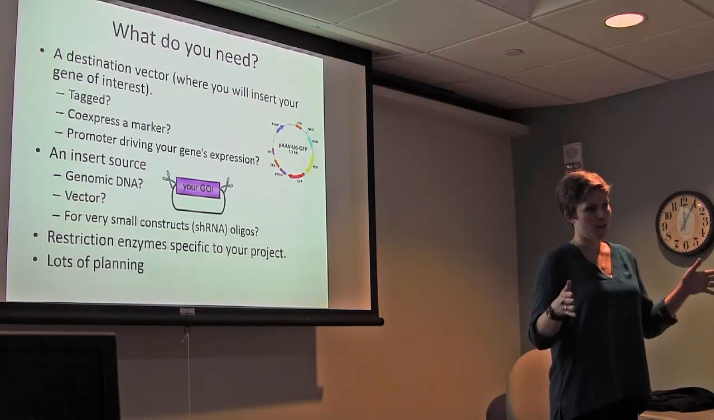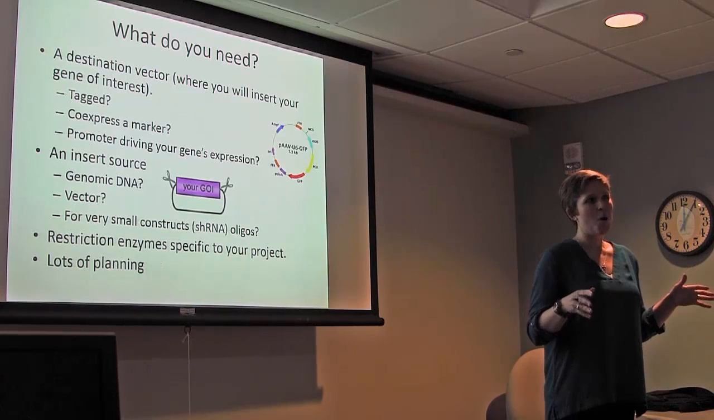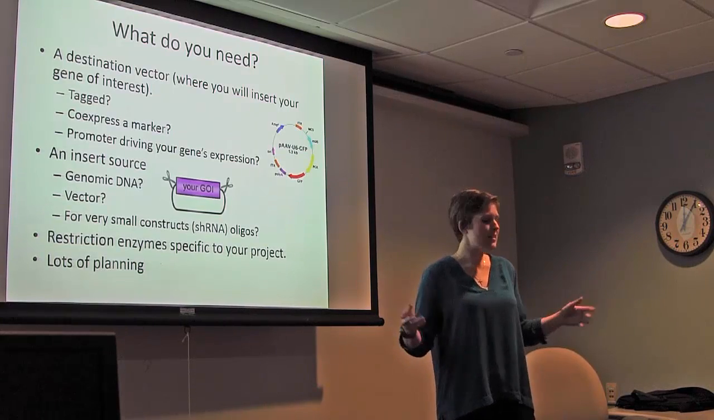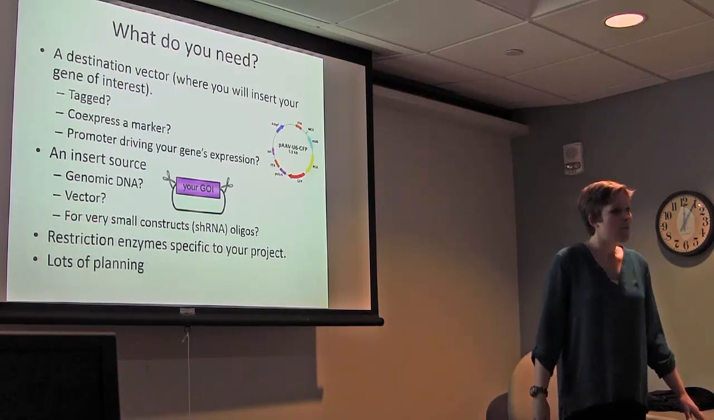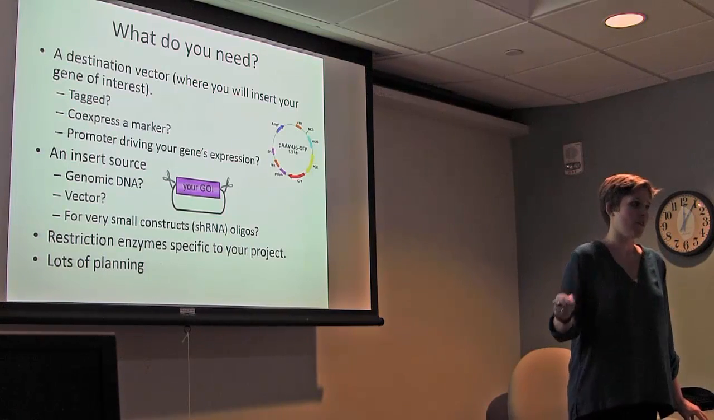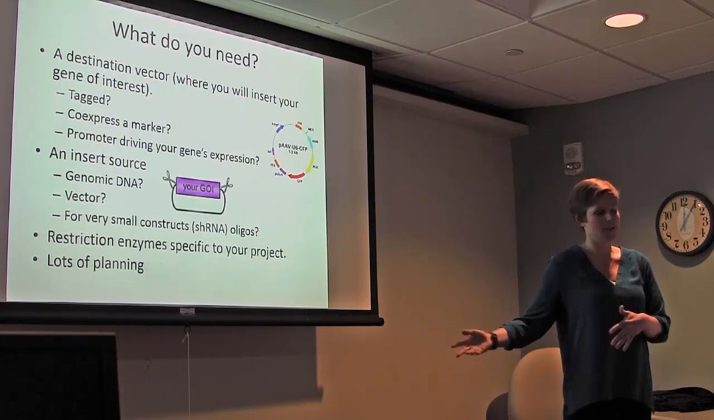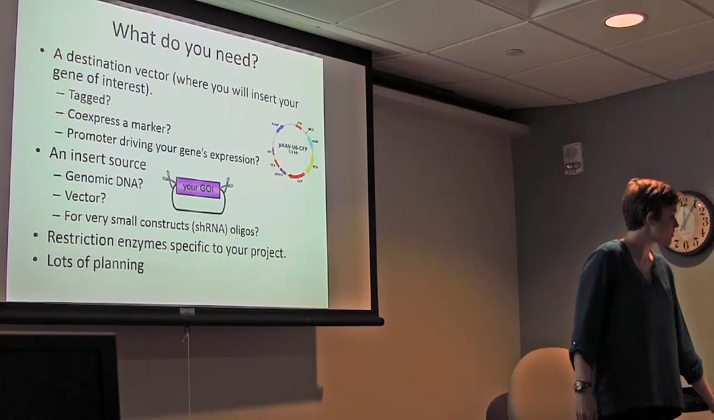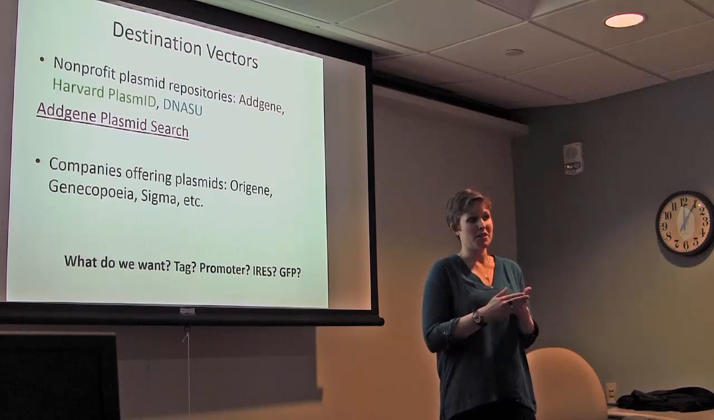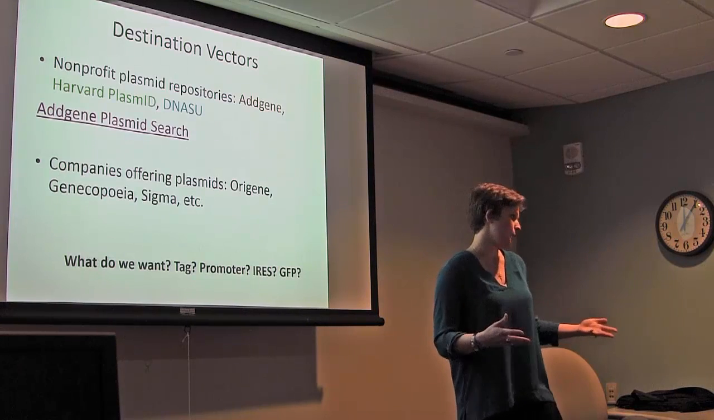The actual cloning process takes probably an hour of hands-on time, a couple of days in general. The planning process should take double that time, because you want to make sure that everything you're doing has been done in silico before you ever get to the point where you're actually making your construct. So for destination vectors, this is the simplest part. All you need to do is figure out what you want and how you can get it.